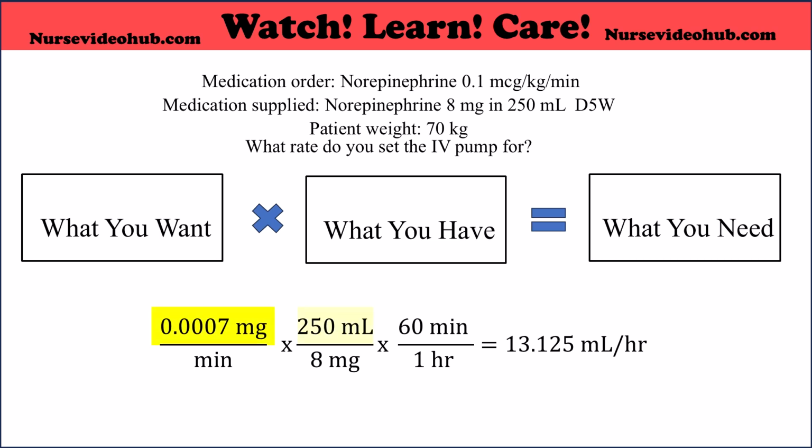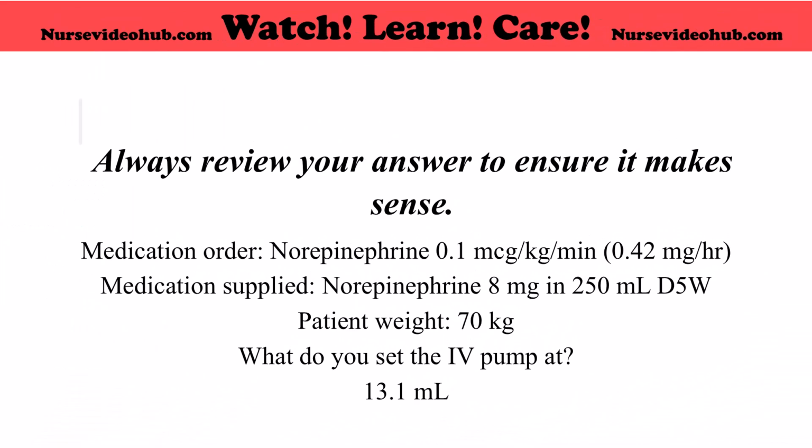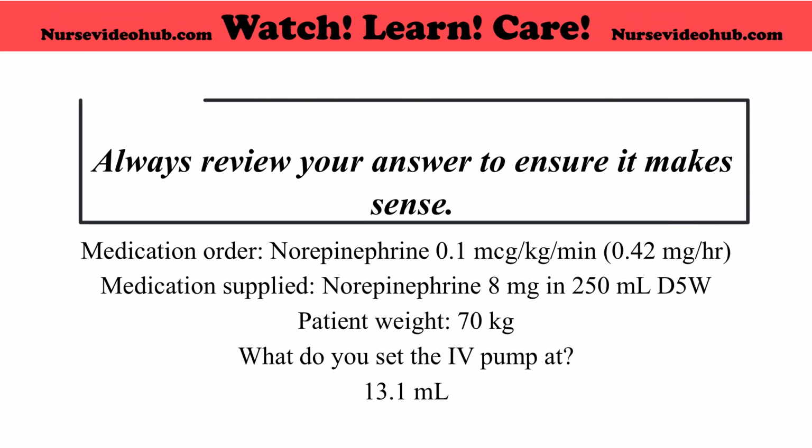0.007 times 250 times 60 divided by 8 equals 13.125. The milligrams and minutes canceled out, leaving you with milliliters per hour. You would set the IV pump to 13.1 milliliters per hour. Always review your answer to make sure it makes sense.